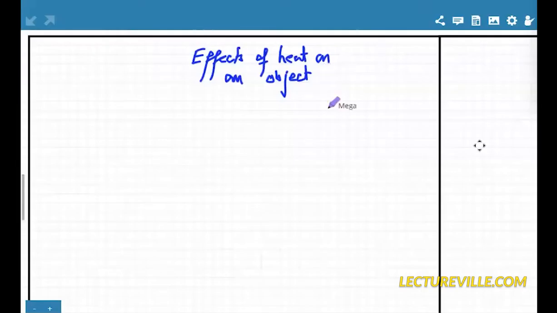Now, today we will be learning about the effect of heat on an object. What will happen to an object if it is provided with heat? First, we need to go back to the basic concept of heat. What was heat? Heat energy was the kinetic energy of the molecules.